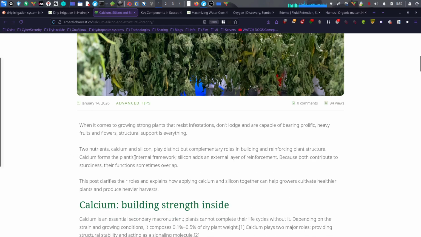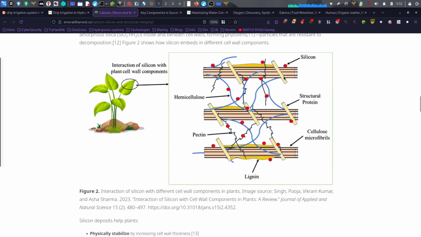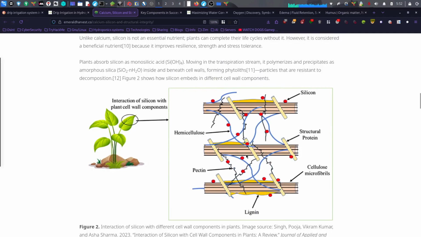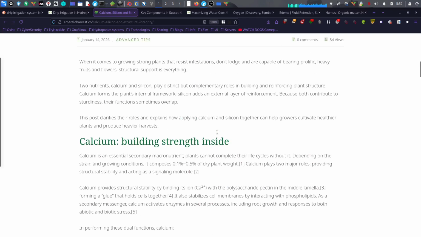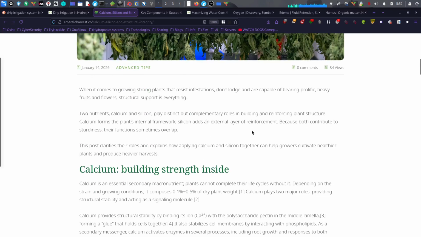Calcium forms the plant's internal framework. Silicon adds an external layer of reinforcement. Structure proteins, others, microfibers, collagen, pectin, hemicellulose, cellulose. Let's continue. Because both contribute to sturdiness, their functions sometimes overlap.